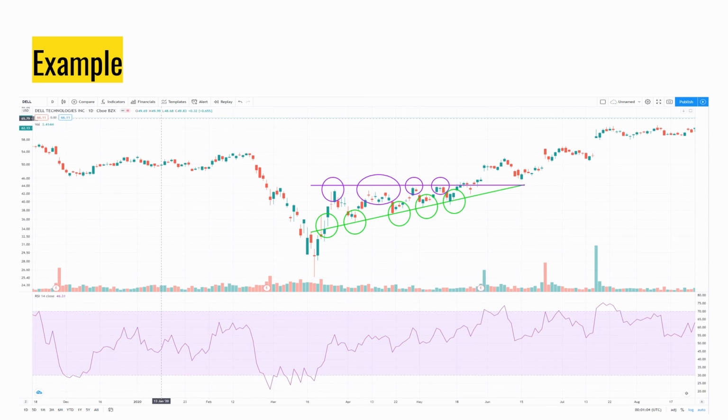Now, let's move on to volume. What should we see with volume? We should see volume decrease as more of the triangle develops. So I drew this line, and at this point, we see that after the base of the triangle, volume decreases.